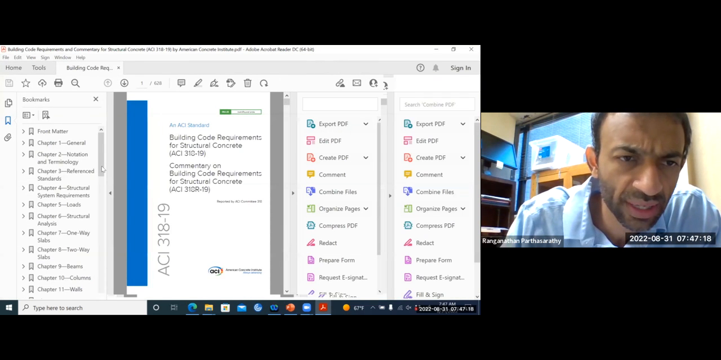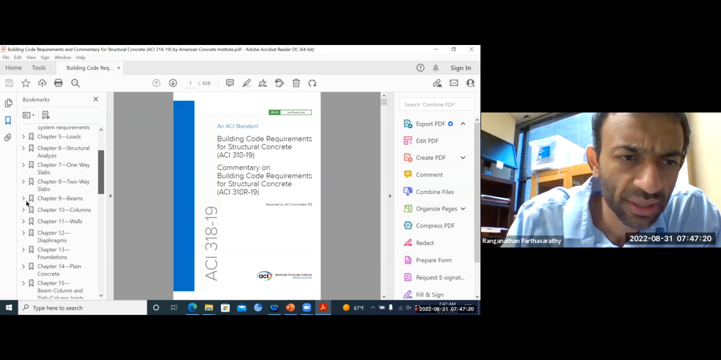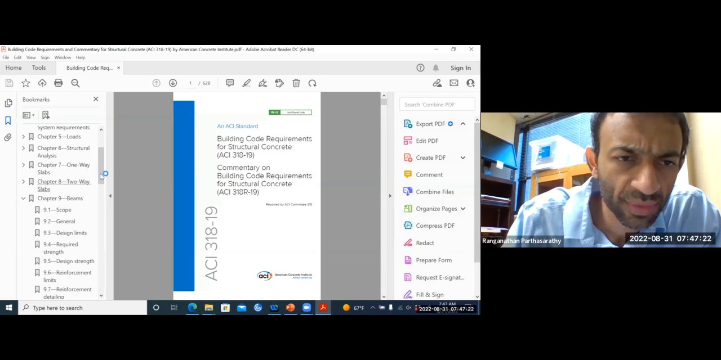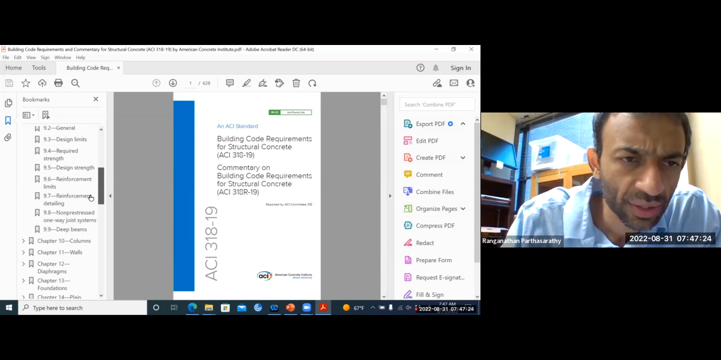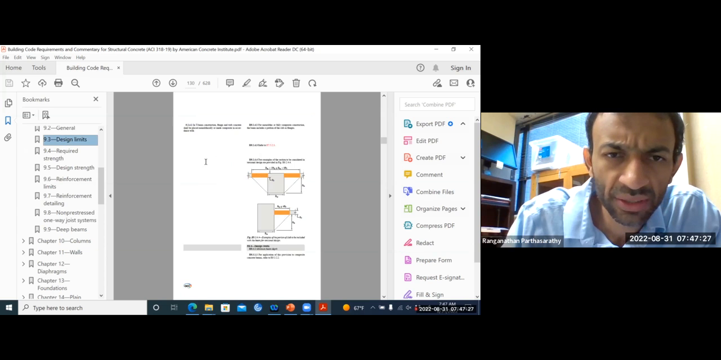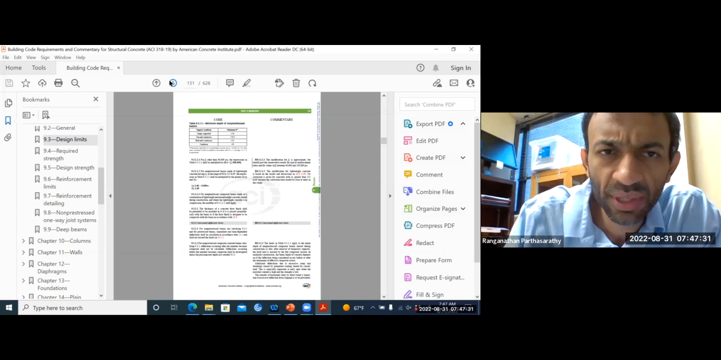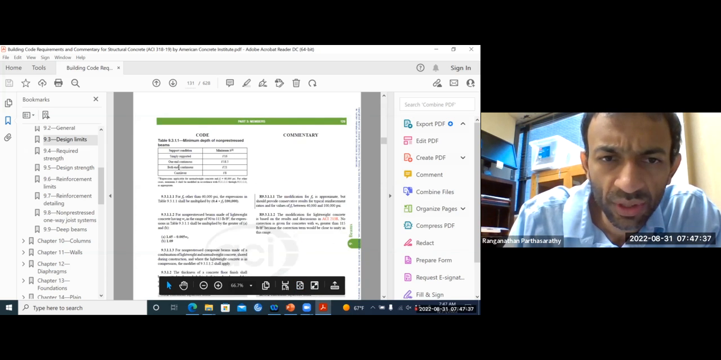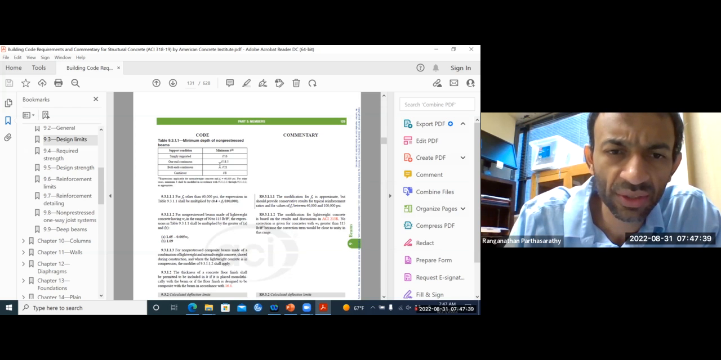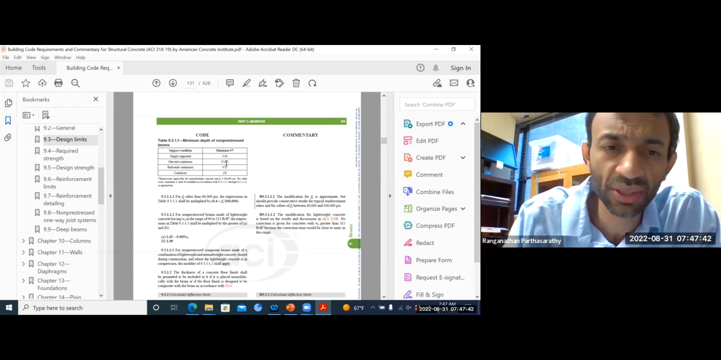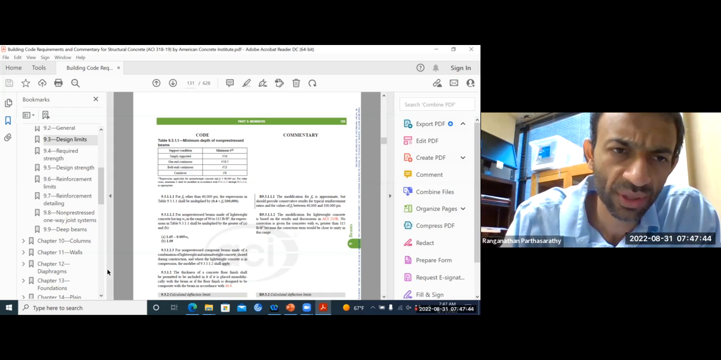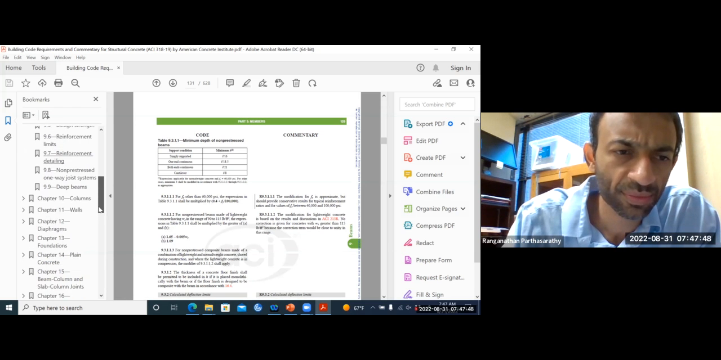Let's say that you're looking at beams, right? So for beams, there is this go to design limits, and you can see that there is a minimum thickness, the minimum depth of the beam that you need to provide based on the end support conditions. Okay, so if you don't provide this much, you definitely have to show deflection calculations in your design.